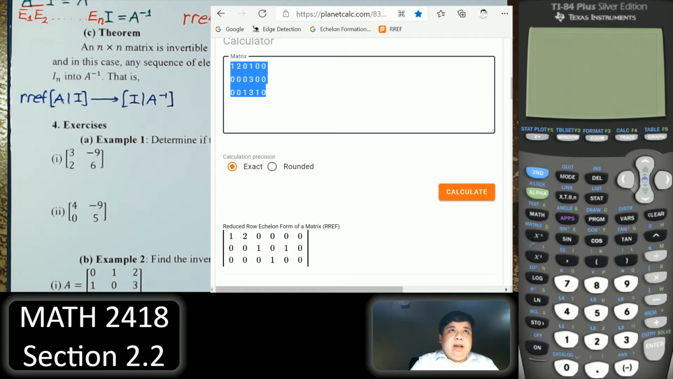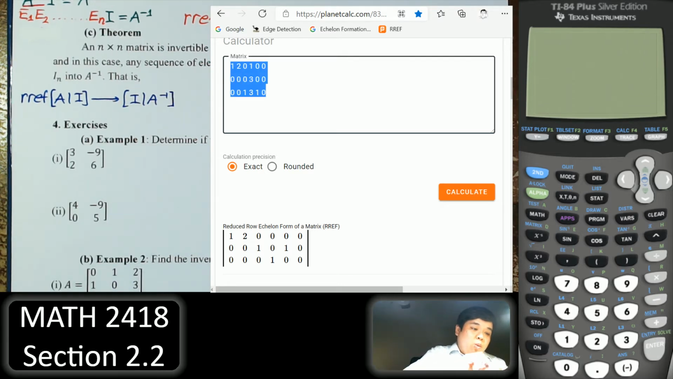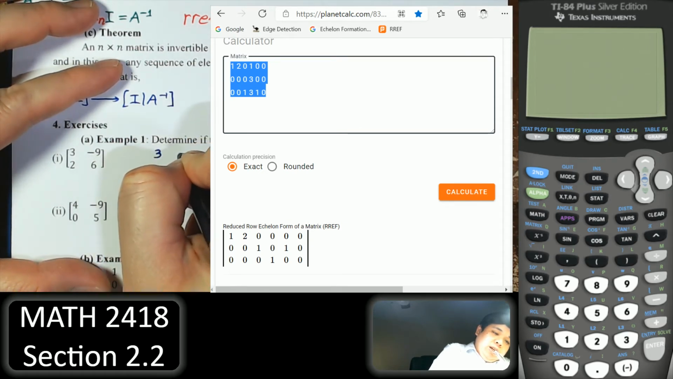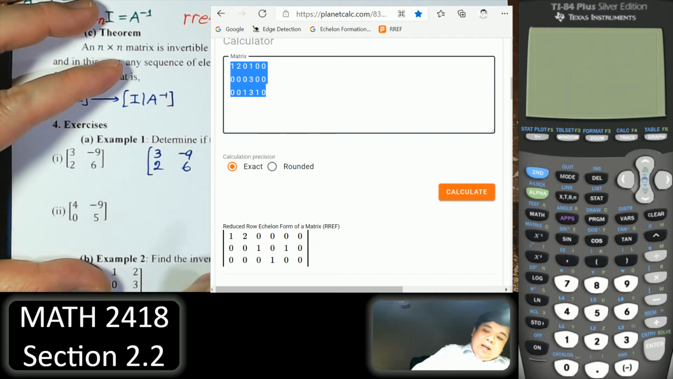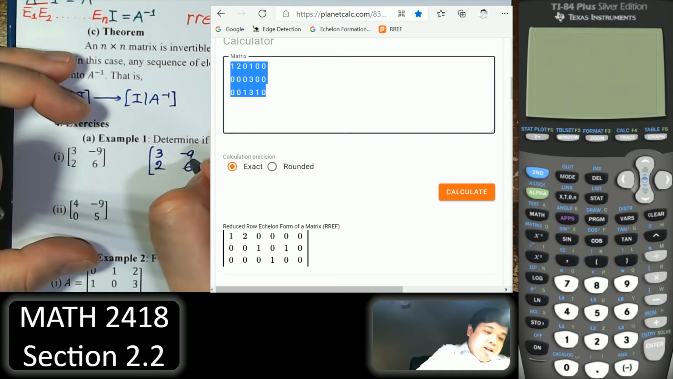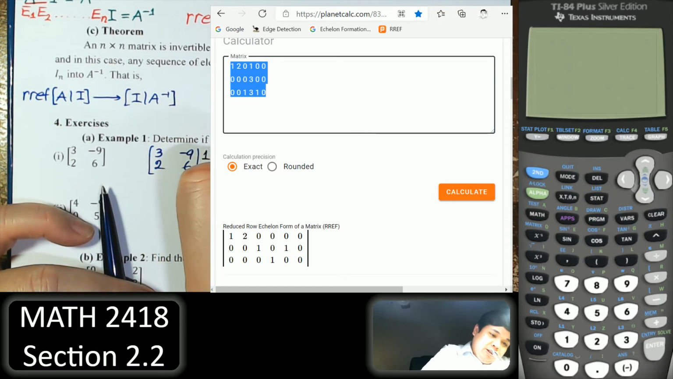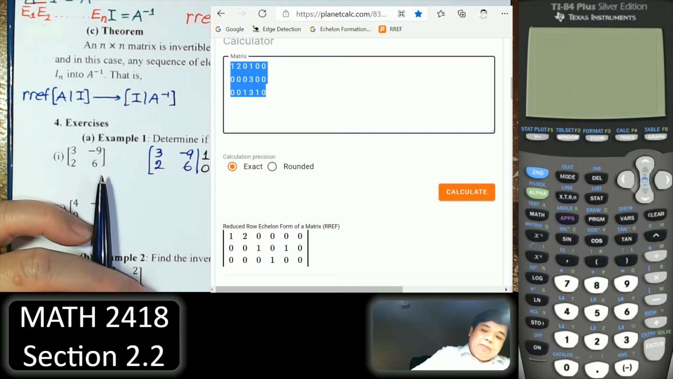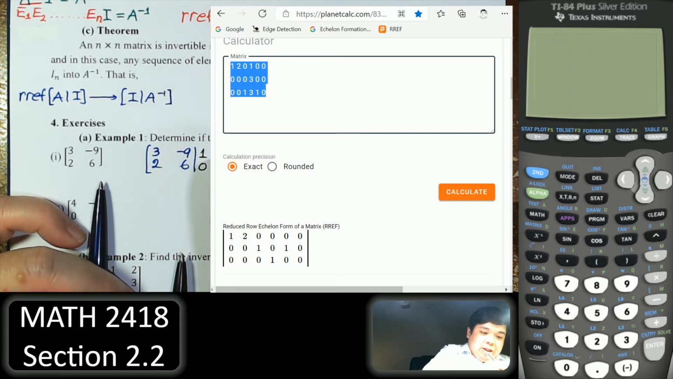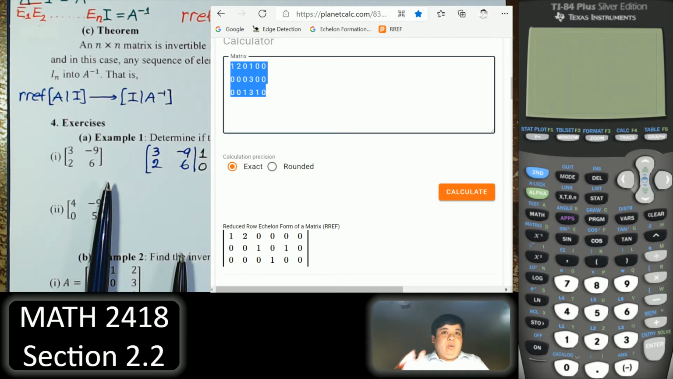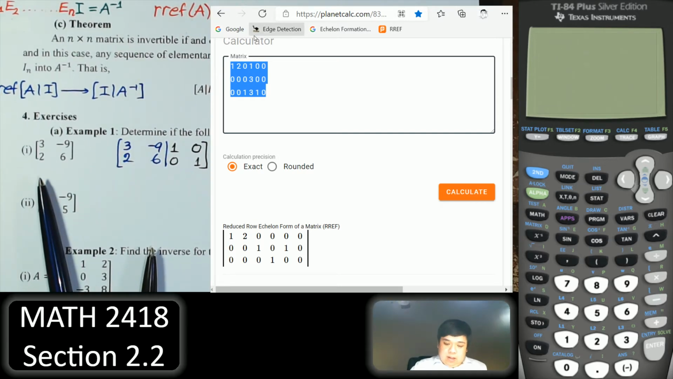Right, now if I want to find the inverse of that matrix, what I do is I'm going to put 3, -9, 2, and 6, and then I'm going to put next to it the identity matrix. And then I do the reduced row echelon form. If it works, the left hand side is the identity, the right hand side is the inverse, right? So I'm going to use those numbers. 3 space -9 space 1 space 0 enter 2 6 0 1 and calculate.